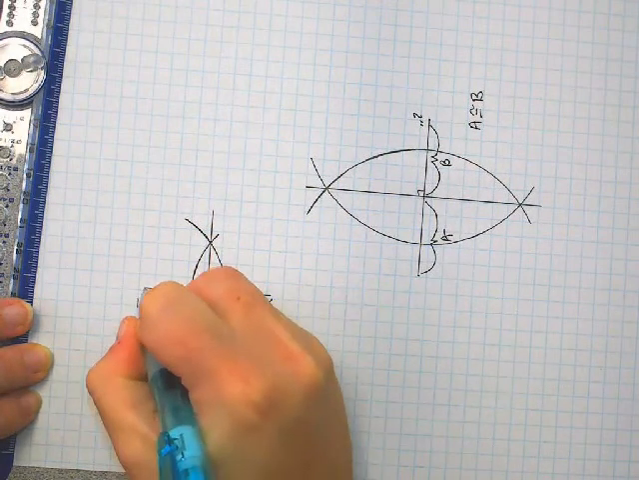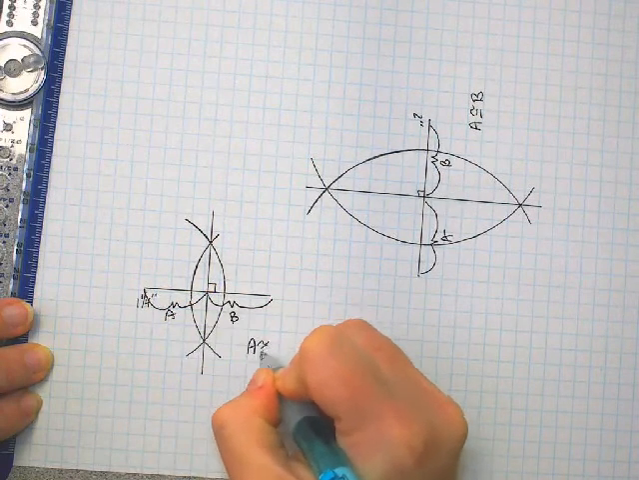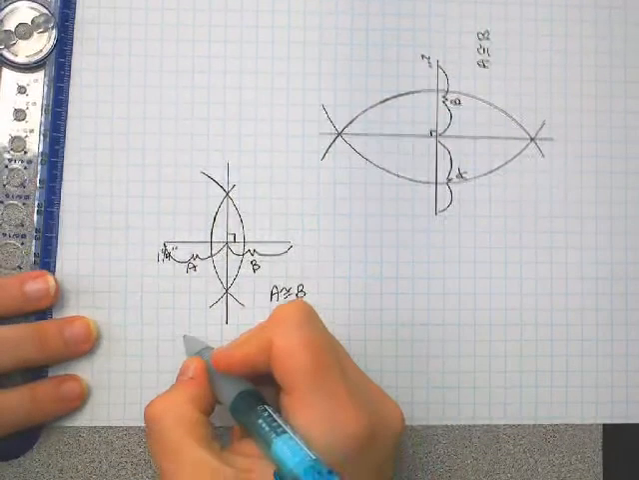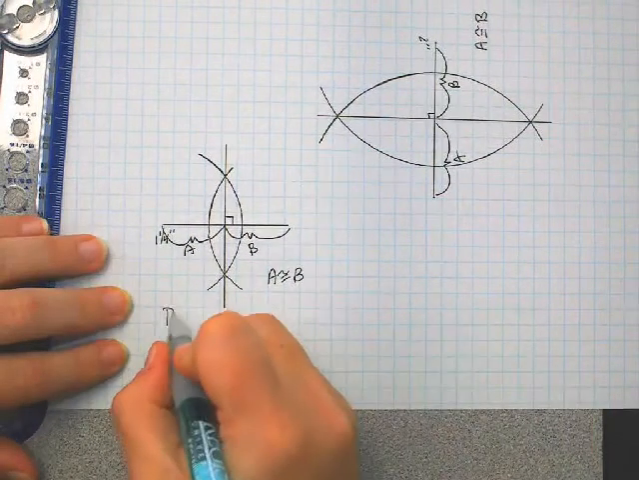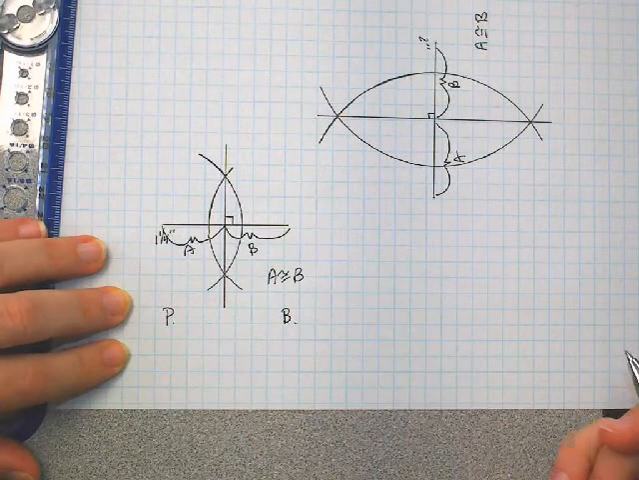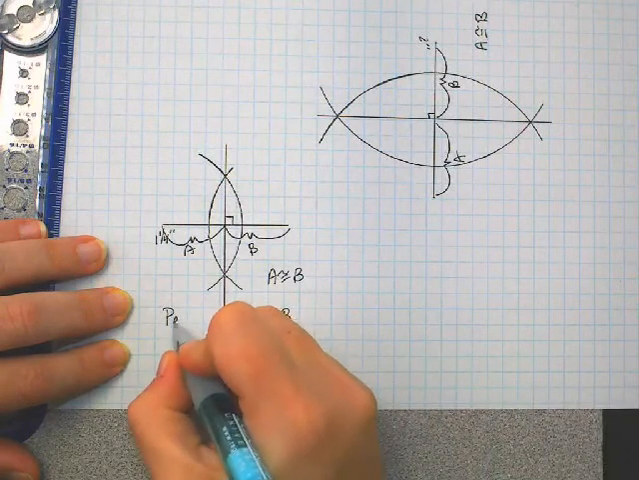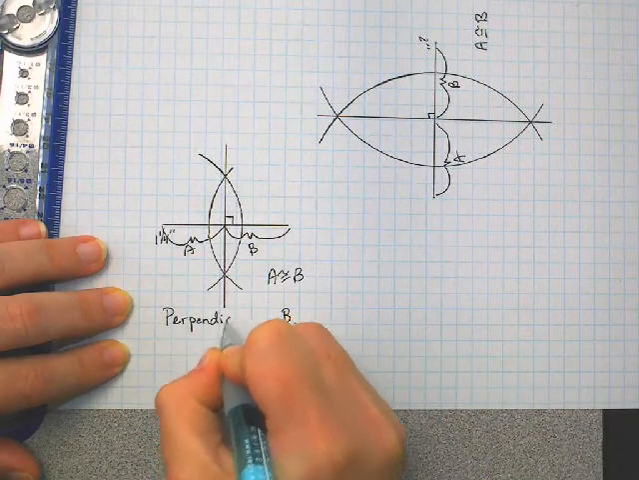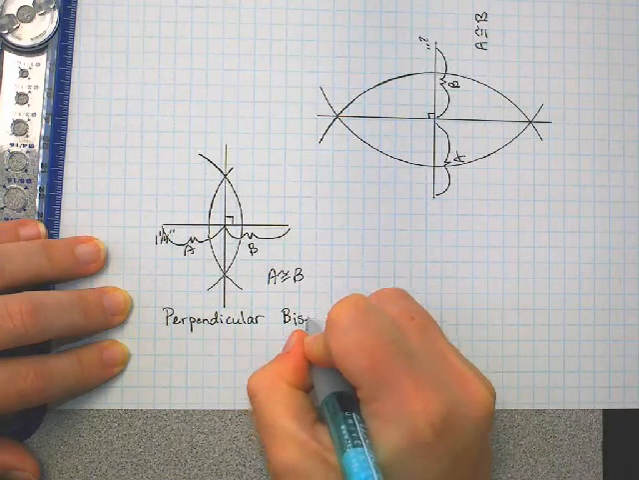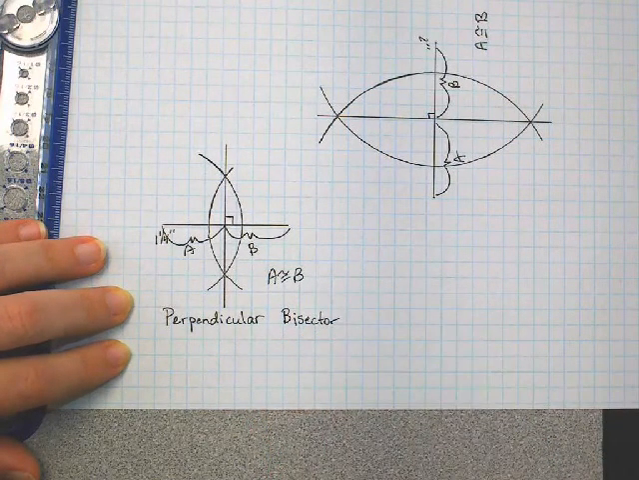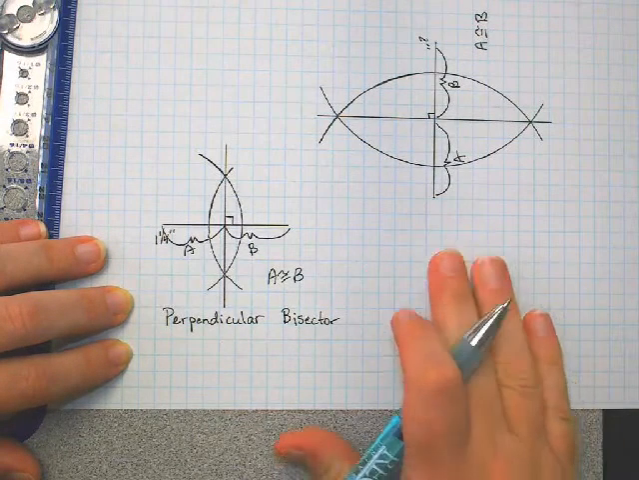I have created a right angle with segments A and B congruent. Here's A and here's B. A is congruent to B. This is called, now I've said it 3 times, what is this called? It starts with a P and a B. We just created a perpendicular. Do you know the other word now? Bisector. We've created a perpendicular bisector.